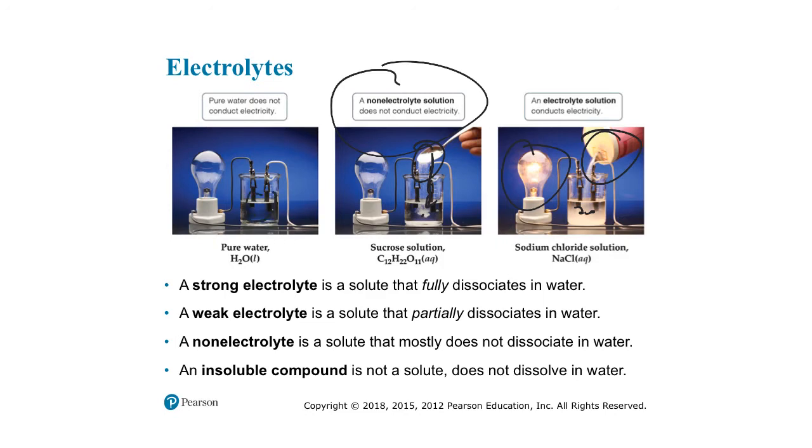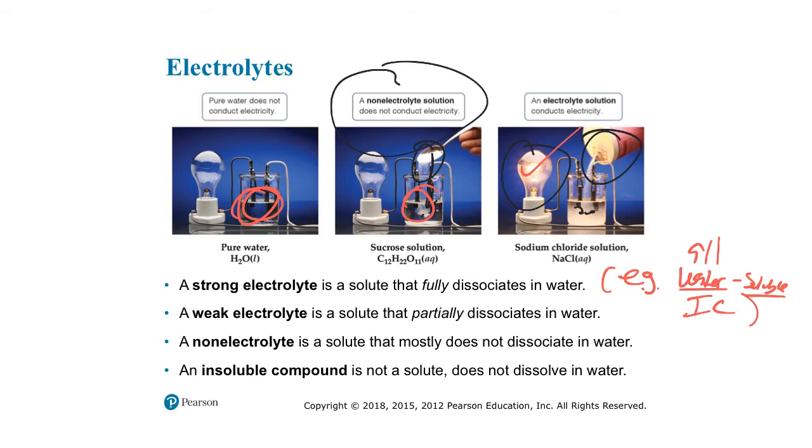You notice these electrodes here just need to be connected somehow. If we could connect them with a wire or with ions, then the light can light up. So a strong electrolyte is a solute that fully dissociates in water. Some examples here would be a water-soluble ionic compound. In fact, it would be all water-soluble ionic compounds. Now, not all ionic compounds are water-soluble, so we'll have to establish which ones are water-soluble versus insoluble.